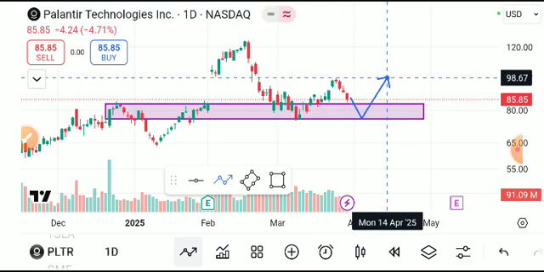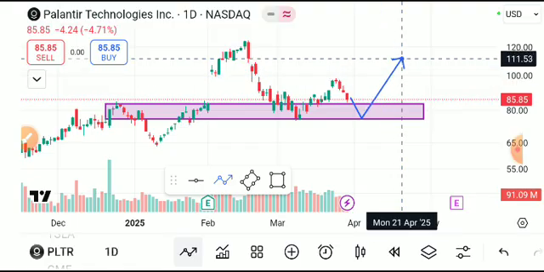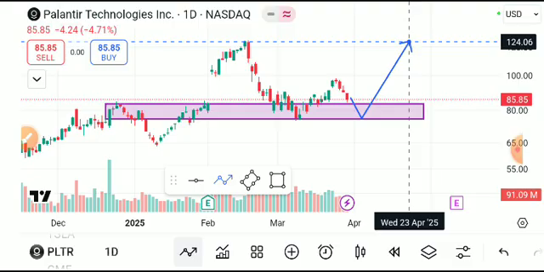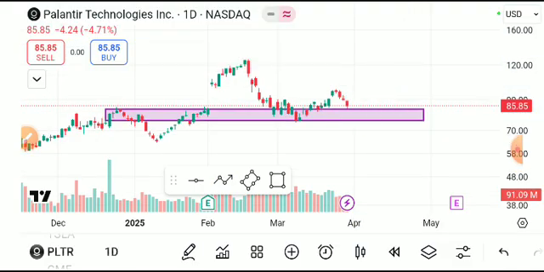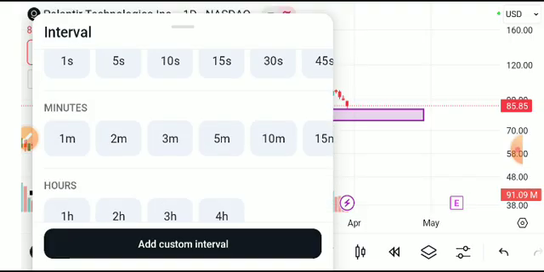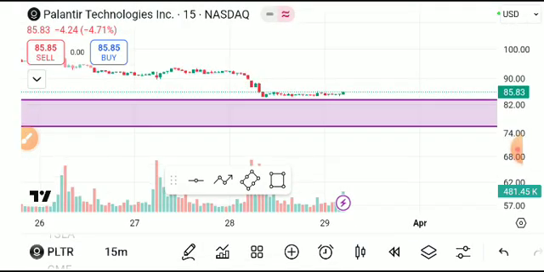And if the stock reverses from here, then we have our first target of around 98.67, and if the stock breaks this level, then we have our next target of 124. So now let's analyze this stock on a 15-minute time frame chart for our next trading session.